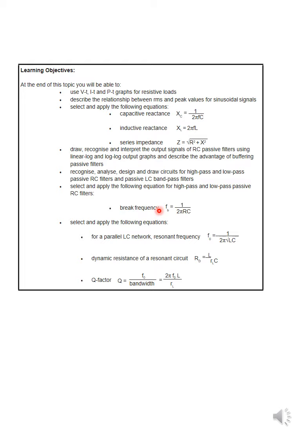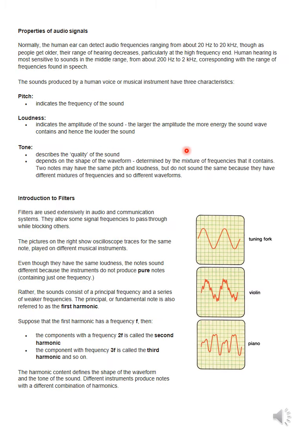So the break frequency is the point in the plot of your gain versus frequency from where the gain starts to increase or start falling. That frequency is called the break frequency, which we will know as we go through this chapter. We mostly use audio signals or electrical signals. With respect to audio signals, the human ear can detect audio frequencies in the range of 20 hertz to 20 kilohertz.